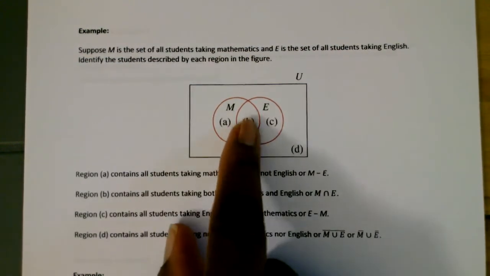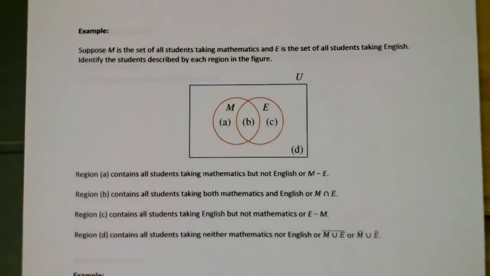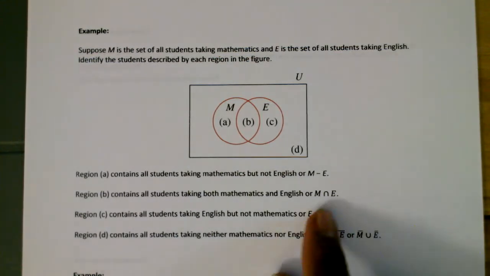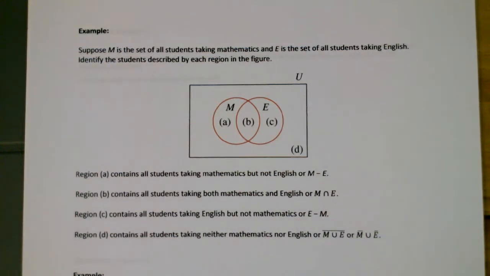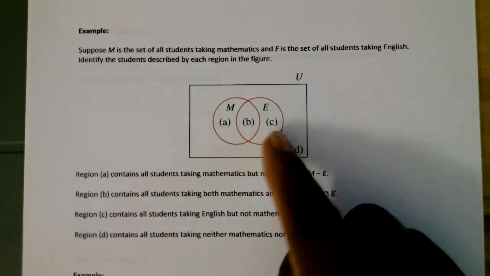Region B, which is in the middle, as you can see, contains all students taking both mathematics and English, or we could say the intersection of M and E. And then region C, which is the one on the right, contains all students taking English but not mathematics. That would be the complement of M relative to E.